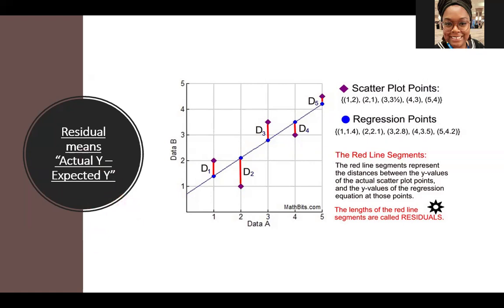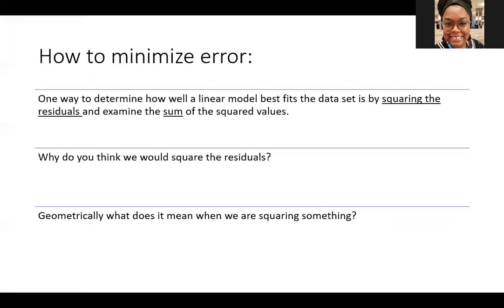When we're talking about the residual, we're going to analyze whether it's positive or negative, and we also want to minimize it. That's our goal there. On the next part, you have blanks to fill in. It says one way to determine how well a linear model best fits the data set is by squaring the residuals and examining the sum of the squared values.